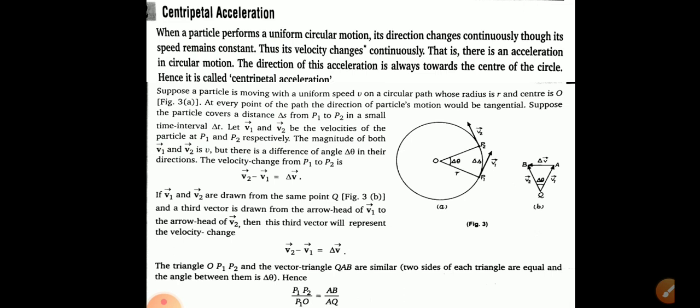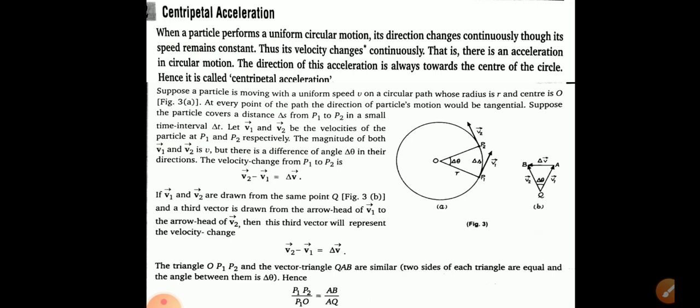I repeat, in circular motion, the direction of velocity is along the tangent, which keeps on changing because of circular motion, as shown in the diagram. So the particle has an acceleration called centripetal acceleration.